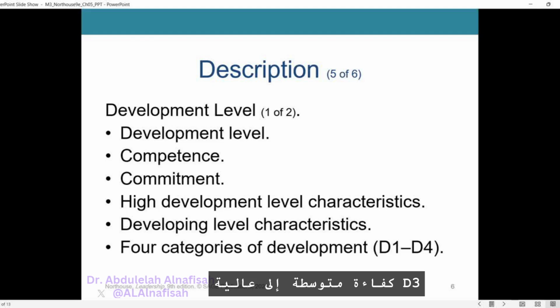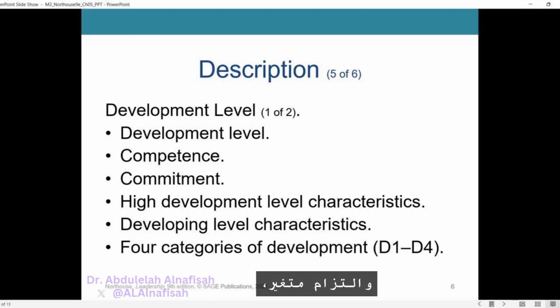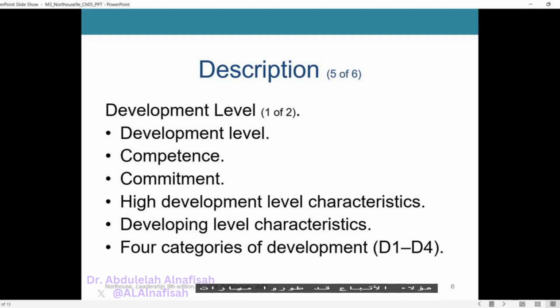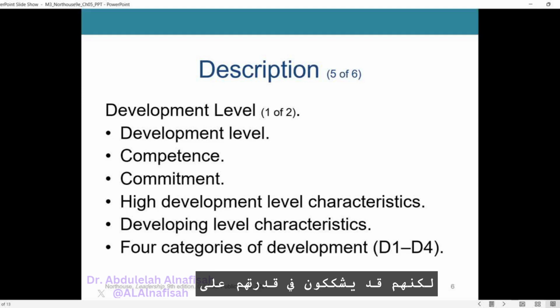D3. Moderate to high competence, variable commitment. These followers have developed skills but may doubt their ability to achieve the goal independently. D4. High competence, high commitment. They possess the skills and confidence needed to complete the task successfully.